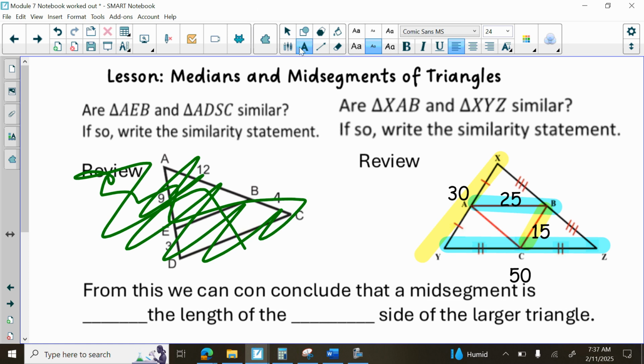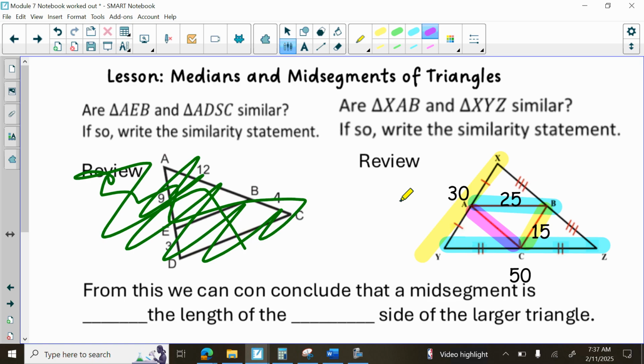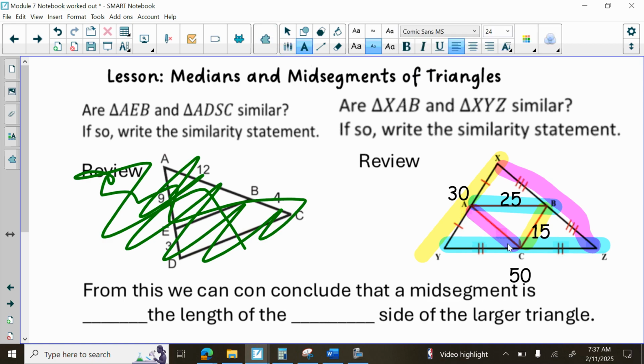And then we have one more. AC is parallel to what? To XZ. So if XZ is 60, what's AC? 30. Any questions so far?